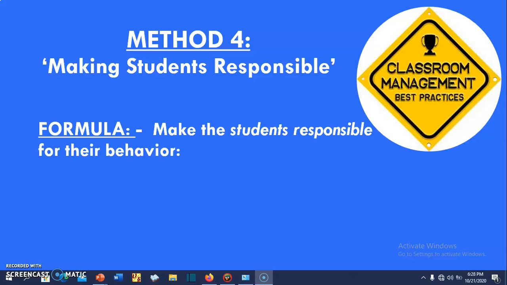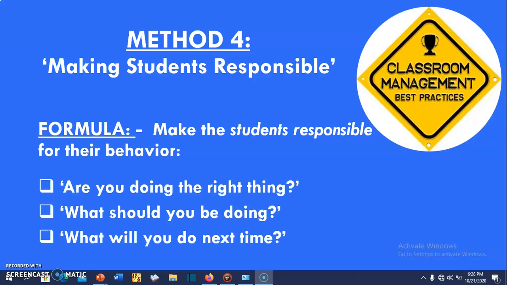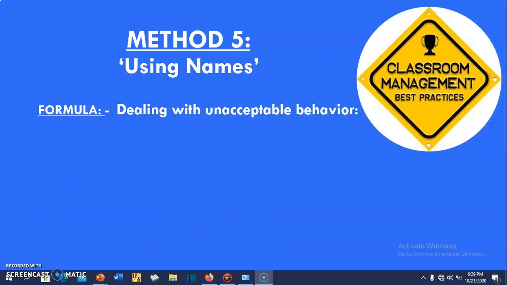Good. Let's move on. Method 4, make the students responsible for their doings. The formula is making the students responsible for their behavior in these ways. You can use these expressions. Are you doing the right thing? What should you be doing? What will you do next time? So they may give you some comments based on their answers. You give them responsibilities in this way.